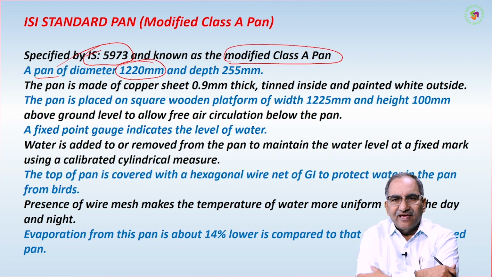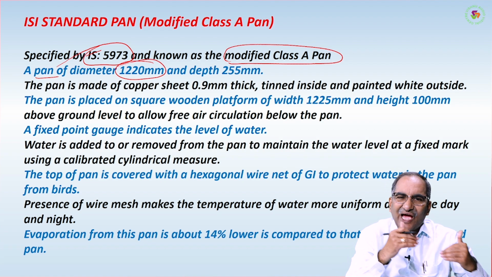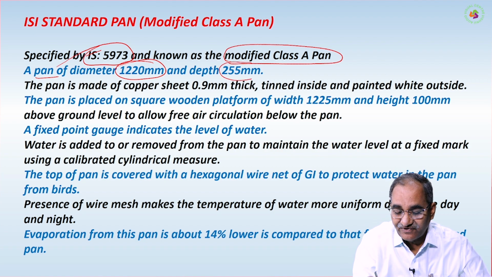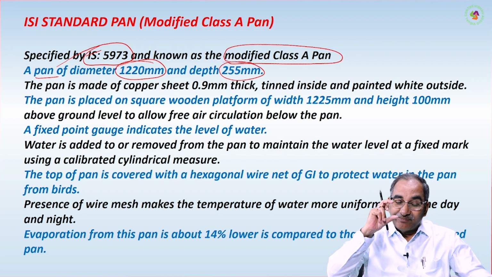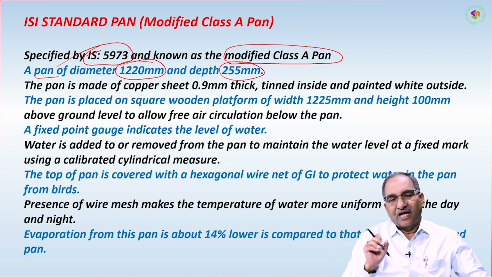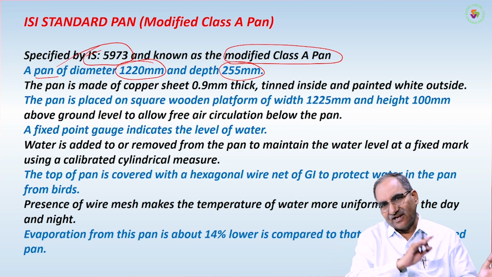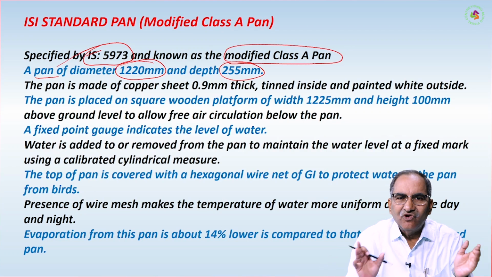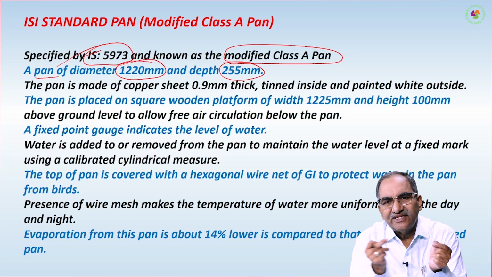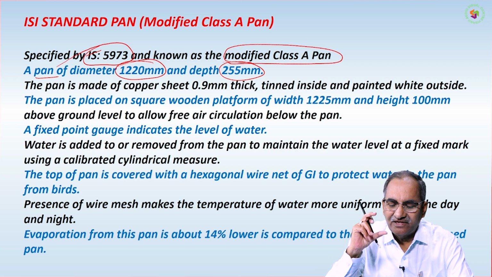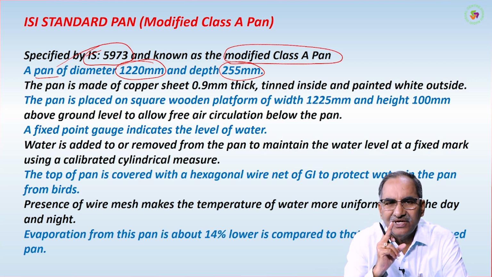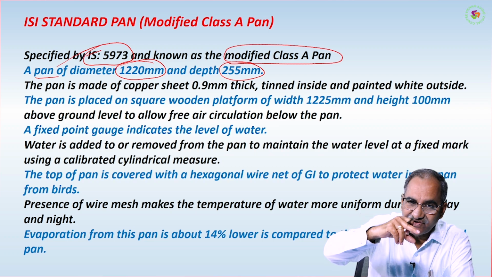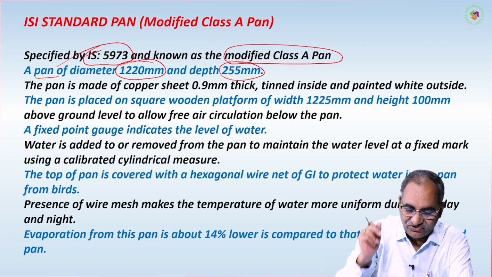Whereas for the class A pan, the diameter is a little less than this and the depth is 255 mm, a little less. Otherwise not much difference; the class A pan and ISI standard pan are similar. The only differences are these diameter and height values. When I talk about an evaporimeter, I must first mention its diameter and size, and its height.